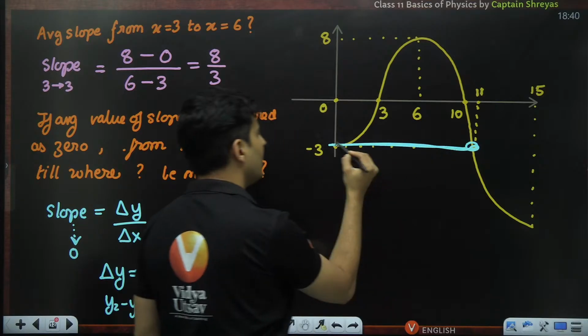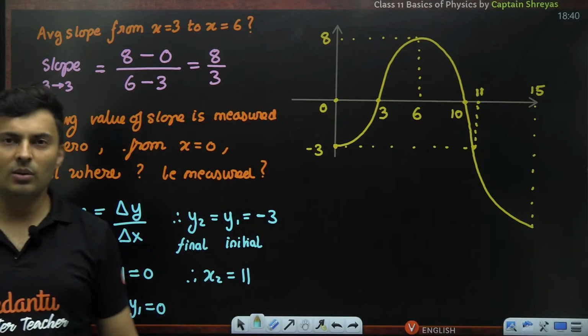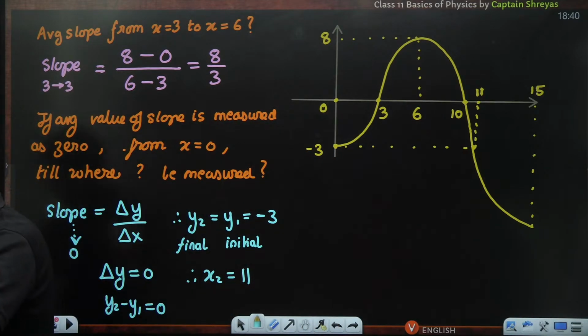It is still -3. So that is the point till which the average slope is 0.